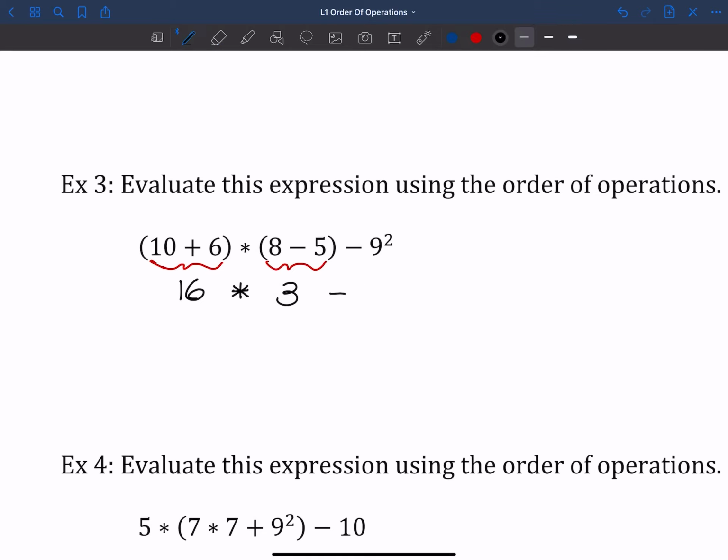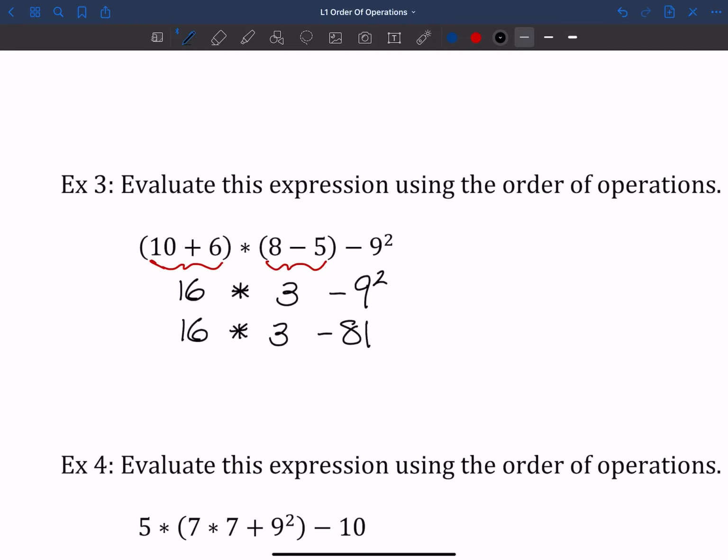All right, let's clean that 9 up a little bit. There we go. So we did parentheses. Now we're moving on to E for exponents. So we're going to take care of that 9 squared. This is 16 times 3, and 9 squared, we know from the last problem, is 81.